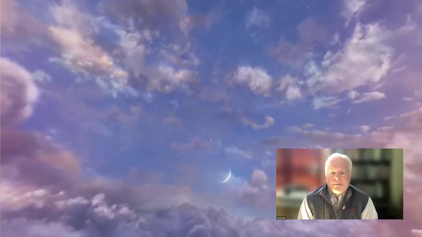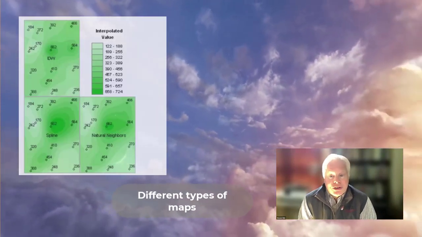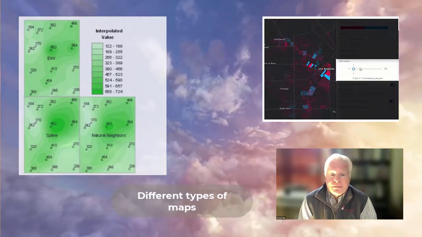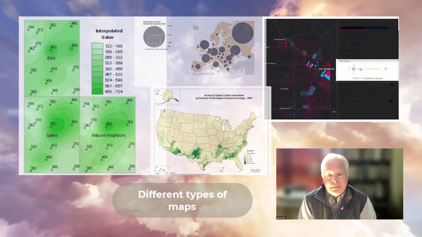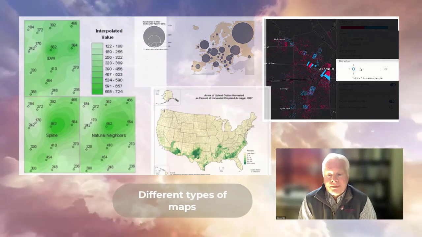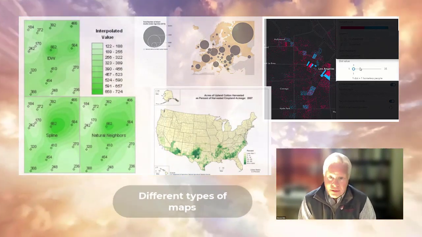Then also this week, we will discuss and illustrate different types of maps: continuous surface, dot density, choropleth, proportional symbol, and then 3D maps and geovisualization. These map types might not mean much to you now, but they will.